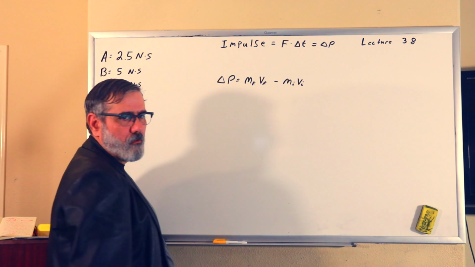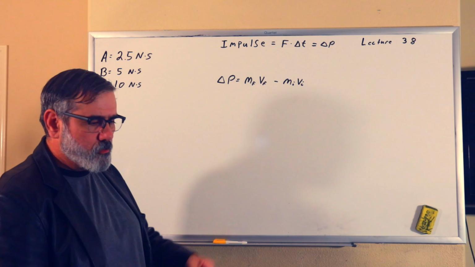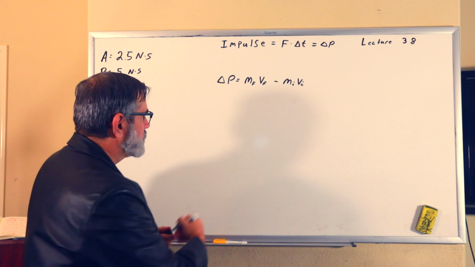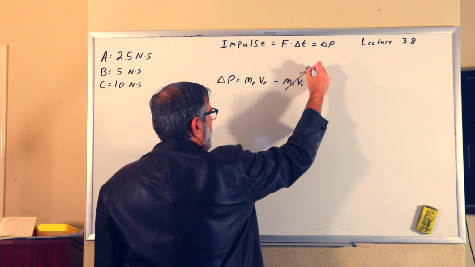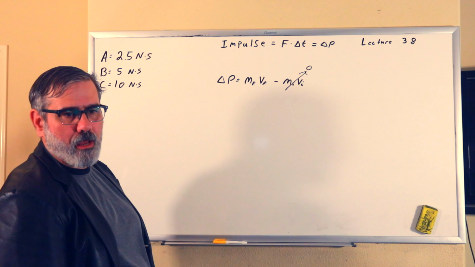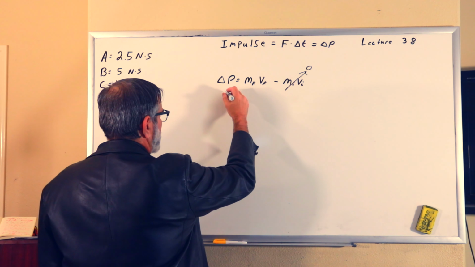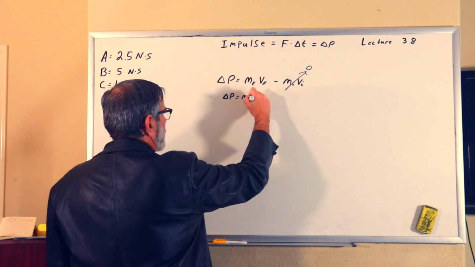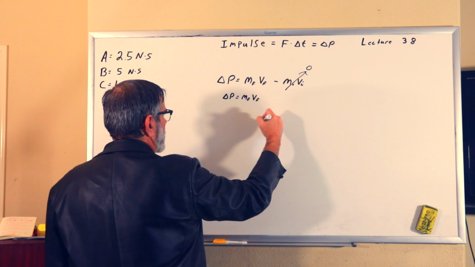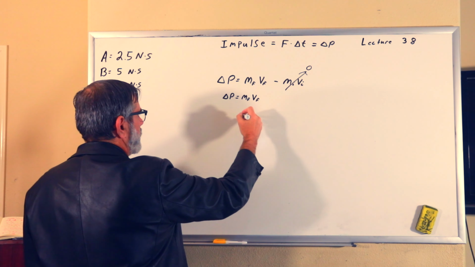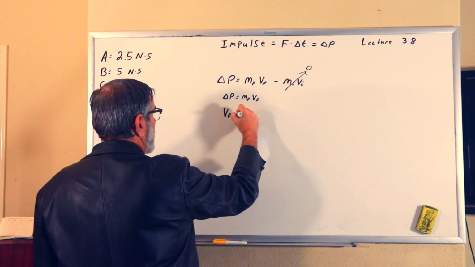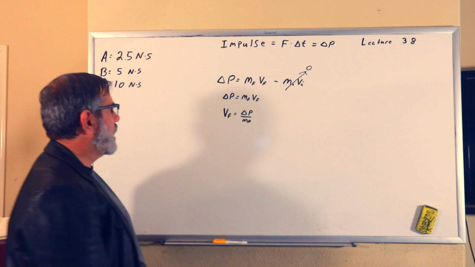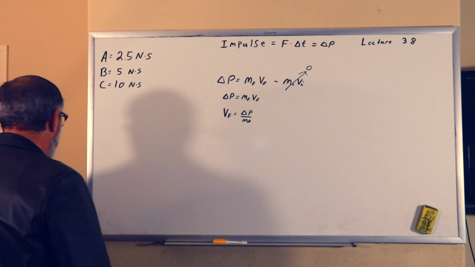The initial velocity, however, is almost always going to be 0, because we usually launch these things from some launch tower, and they'll be sitting still on the ground. So since the initial velocity is 0, we don't even really need that at all. And so this tells us that delta P is equal to the final mass times the final velocity. And from this I can solve for V sub F, and that will be delta P over the mass.